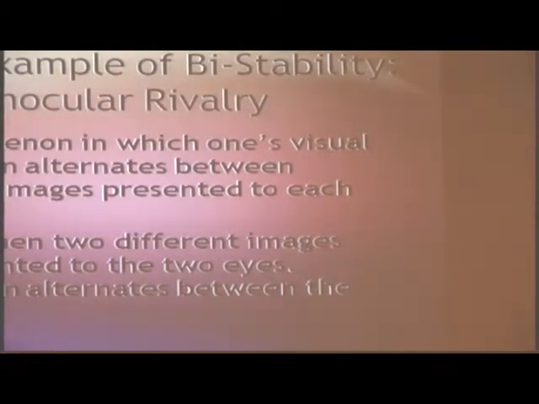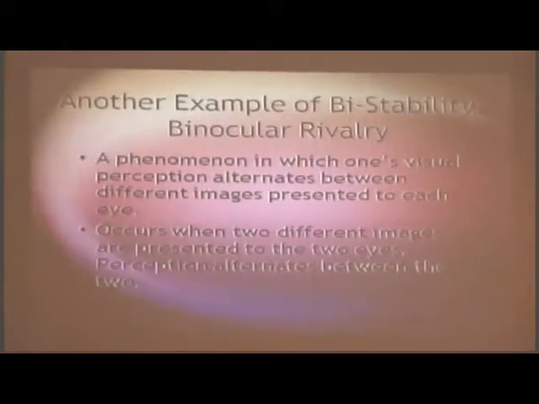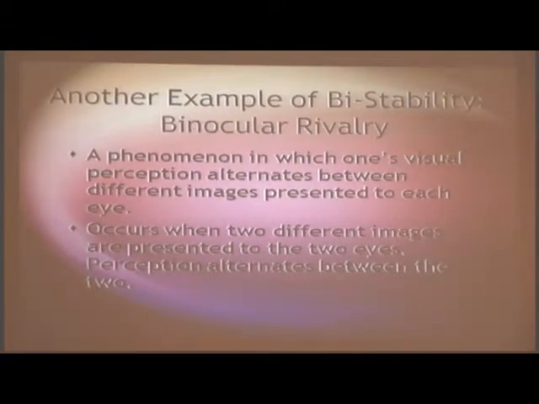Another example of bistability, binocular rivalry. A phenomenon in which one's visual perception alternates between different images presented to each eye. It occurs when two different images are presented to the two eyes. Perception alternates between the two.